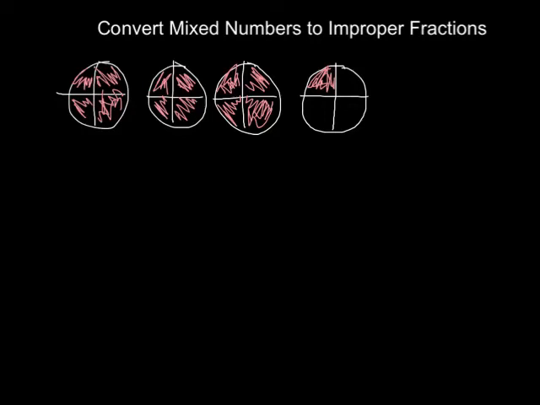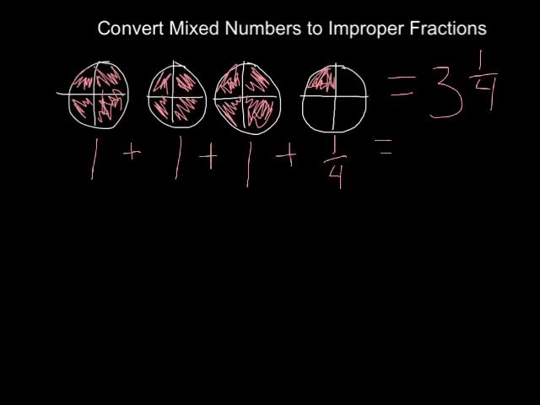Today we are going to convert mixed numbers to improper fractions. If you look at the area model above, we have the number 3 1/4. How we got that is because we have one whole here, one whole here, one whole here, and 1/4 here. So if we add 1 plus 1 plus 1 plus 1/4, we'll get 3 1/4.